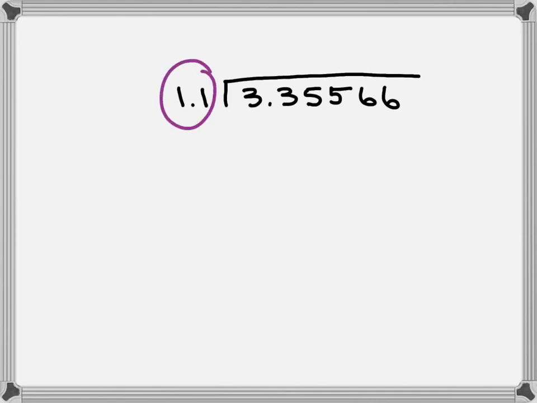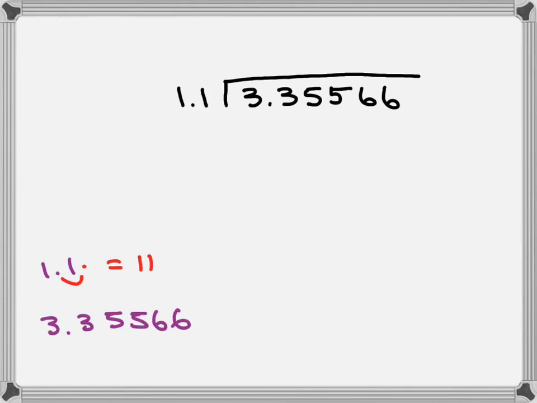We're first changing this. 1.1. We're moving the decimal 1 spot, so it's going to become 11. Then we have to do the same to the inside one. It was like this, 3.35566. We're also going to move the decimal point 1 spot. So it's going to be 33.5566. Let's take our rubber and erase the decimal there. That becomes 11, just like it is there.